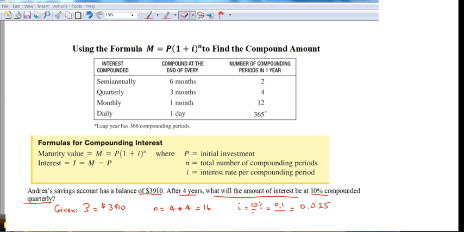Hello, in this lesson we will be using this formula to find the compound interest. And before we find the compound interest, let's review some terms here.